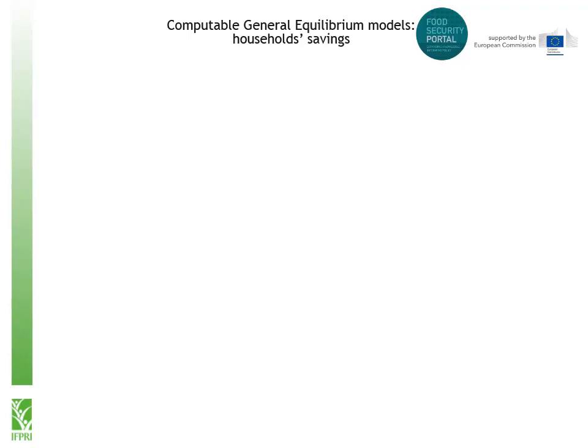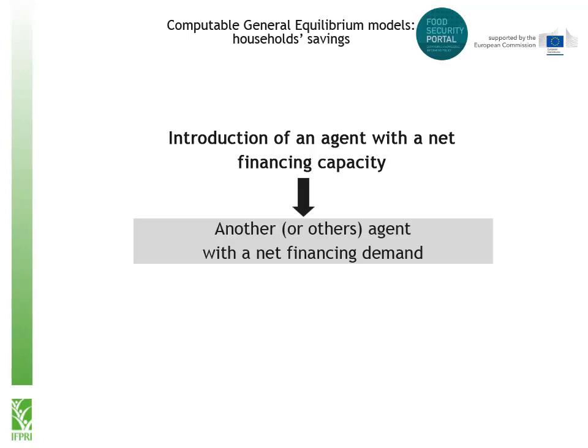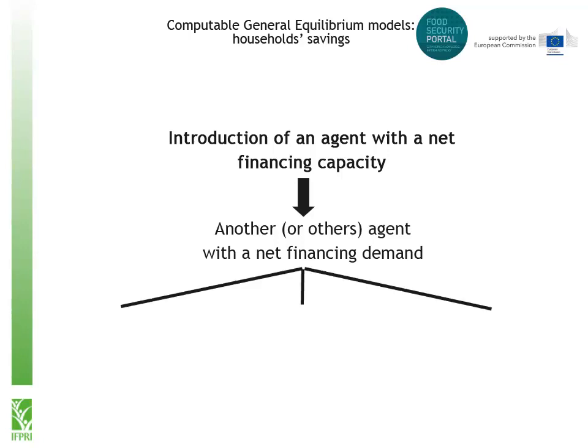However, in the model that we have designed, the introduction of household saving will imply another major modification, which is the fact that we have an agent with a net financing capacity. So, as we are in general equilibrium, it means that we have another agent, or several agents globally, with a net financing demand. So, in our model, it may be 3 agents.